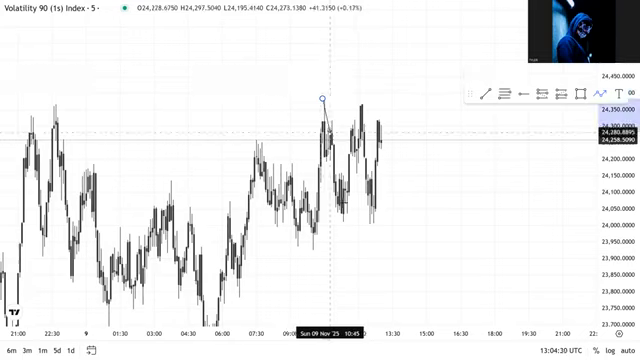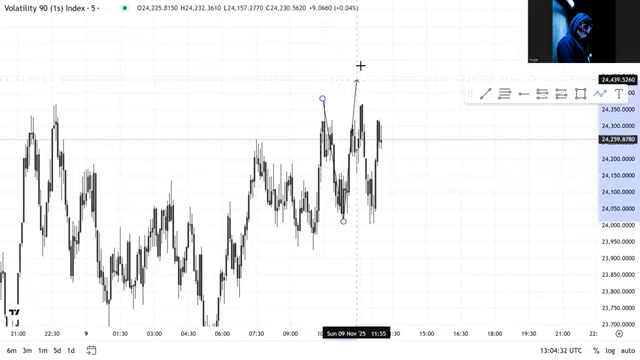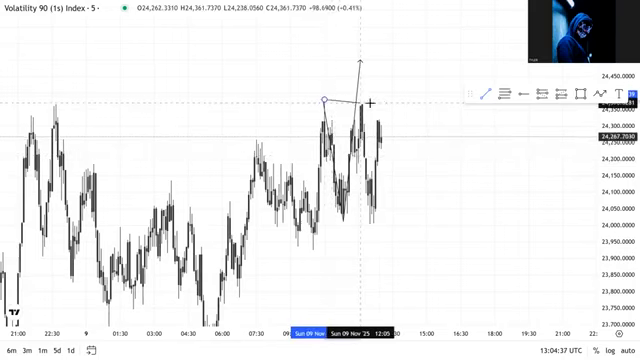Before your type 1 is created, after it pulls back into the range, it has to what? Break this high again, right? That is two breaks of structure, right? So you can see that this high has not been broken yet.